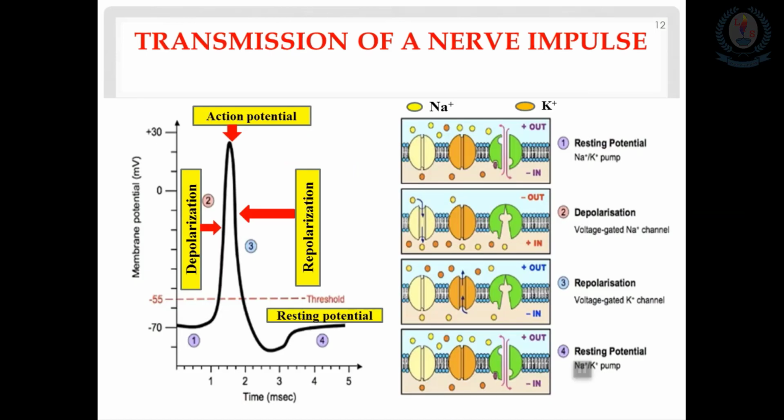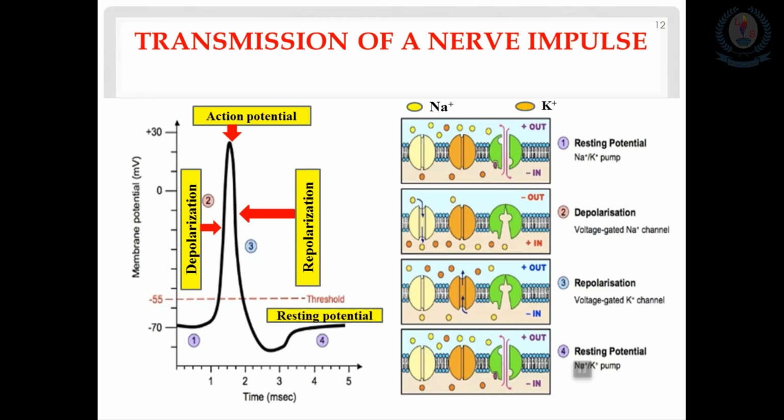Now in this section we are going to discuss how a nerve impulse is transmitted. A nerve impulse is an electrical signal that travels along the axon of a nerve cell. The membrane of a neuron contains thousands of gated channels. These channels allow sodium ions or potassium ions to pass through the membrane. Generally, these channels are closed before a nerve impulse is transmitted, and the membrane is said to be in a resting state. In the graph given here, the first part indicates the resting potential.